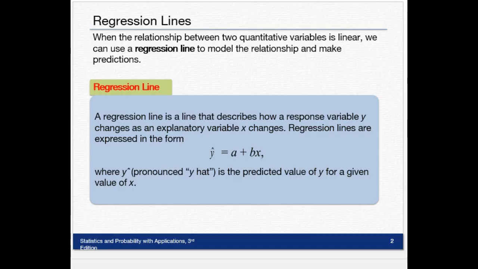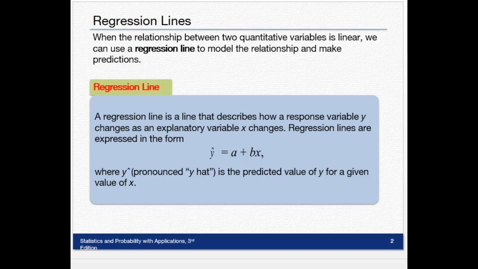Okay, brief reminder: when the relationship between two quantitative variables is linear, we can use a regression line to model the relationship and make predictions. And there's the regression line. It describes how a response variable changes as an explanatory variable changes. In that form, it's y hat equals a plus bx. Remember, a is the y-intercept and b is the slope, and we always pronounce that with a y hat. Okay, that's a statistics thing.